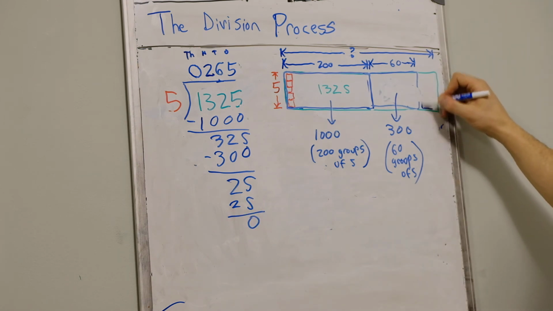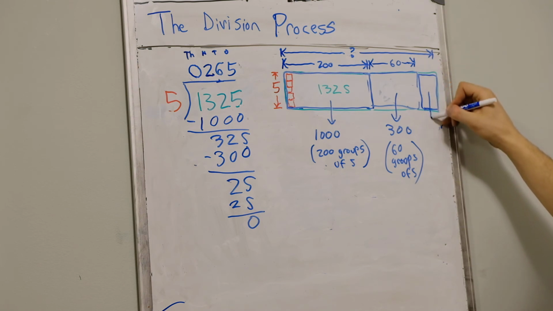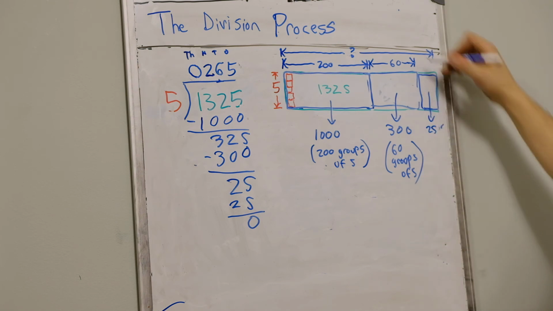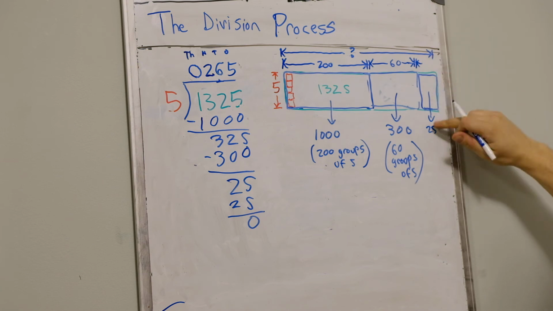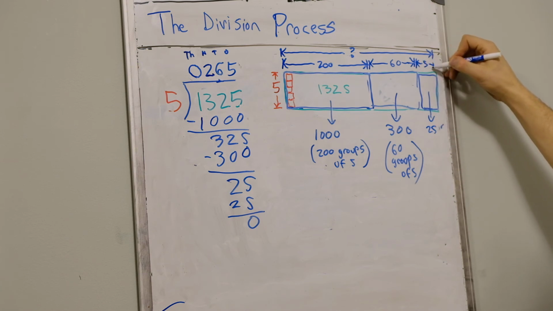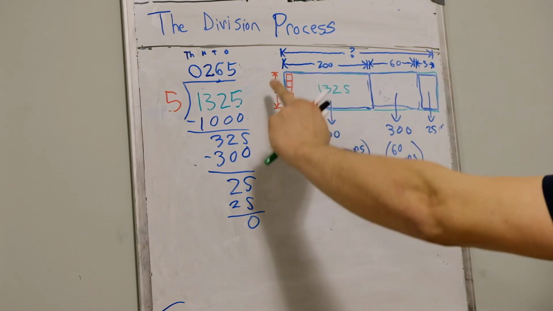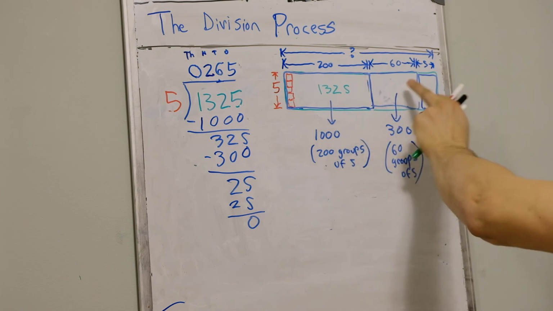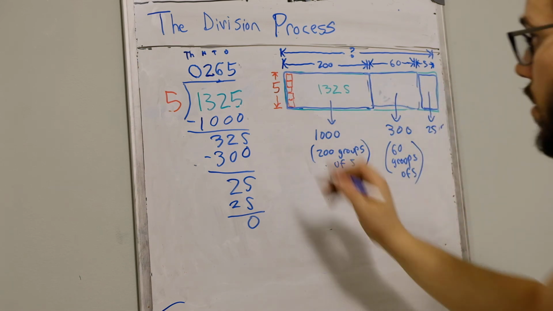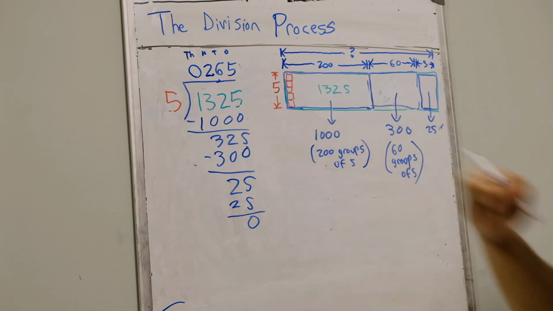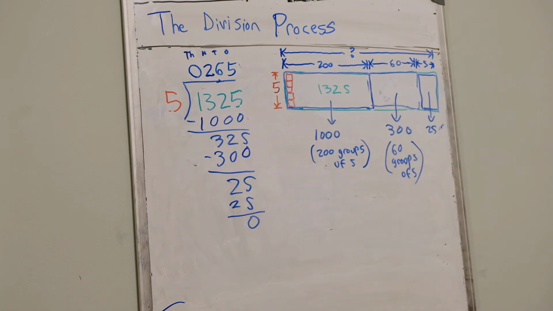Right, so we've now selected this very last group, which has 25 in it, and that happened to be 5 groups of 5. So we counted 200 groups of 5, and then 60 groups of 5, and then 5 groups of 5. So altogether, 265 groups of 5 came out of 1,325, and it was chunked in this way.